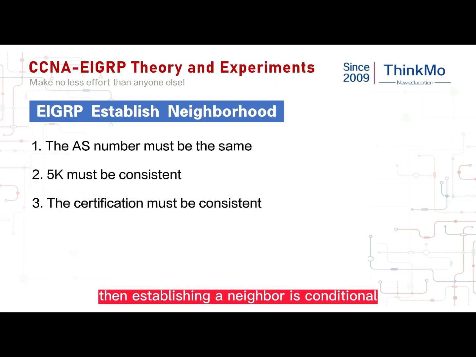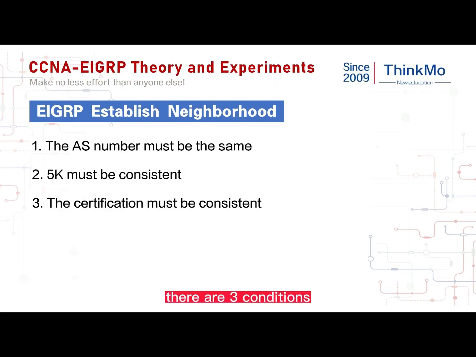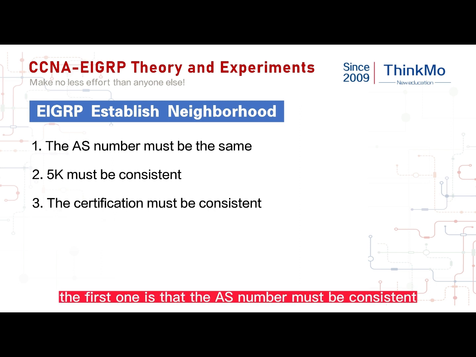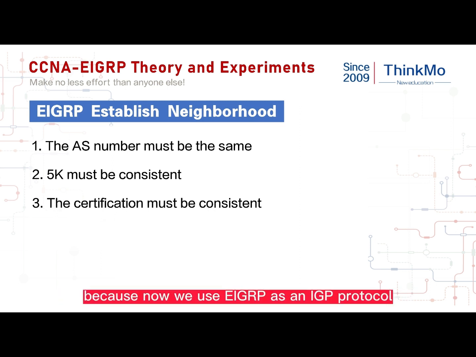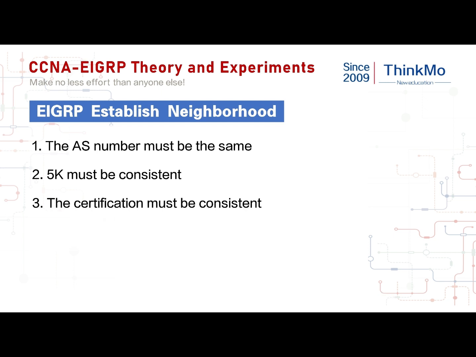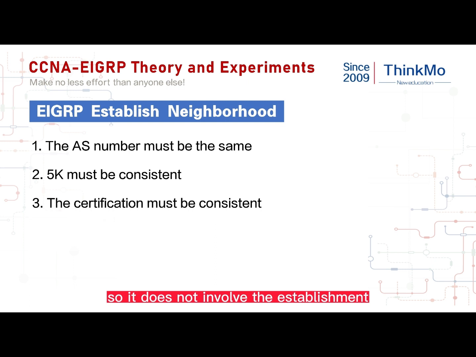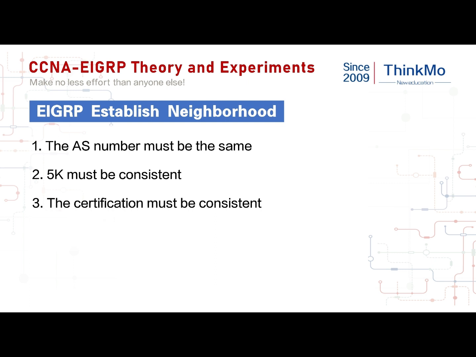Establishing a neighbor is conditional. There are 3 conditions. The first one is that the AS number must be consistent, because now we use EIGRP as an IGP protocol, so it does not involve the establishment of relationships between AS. So now the AS number must be the same.